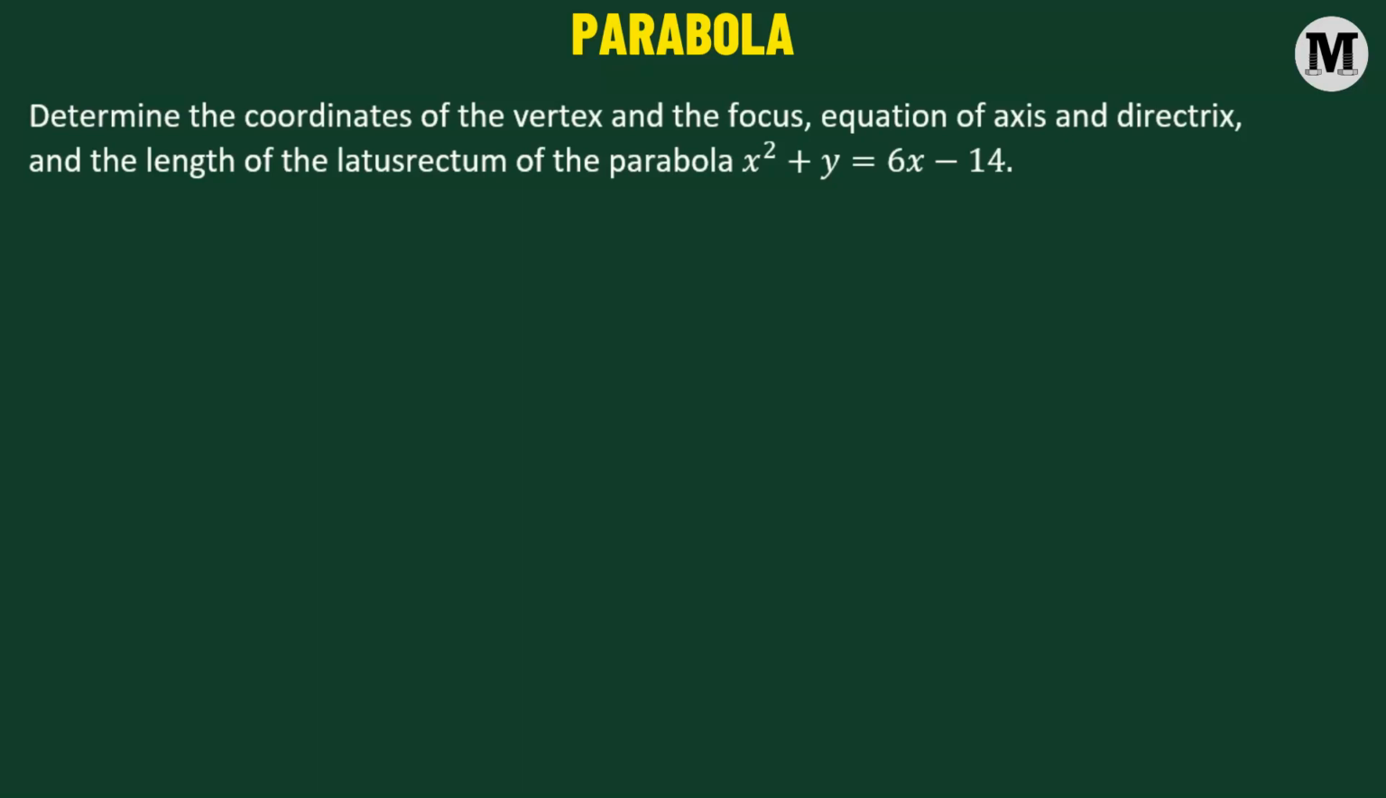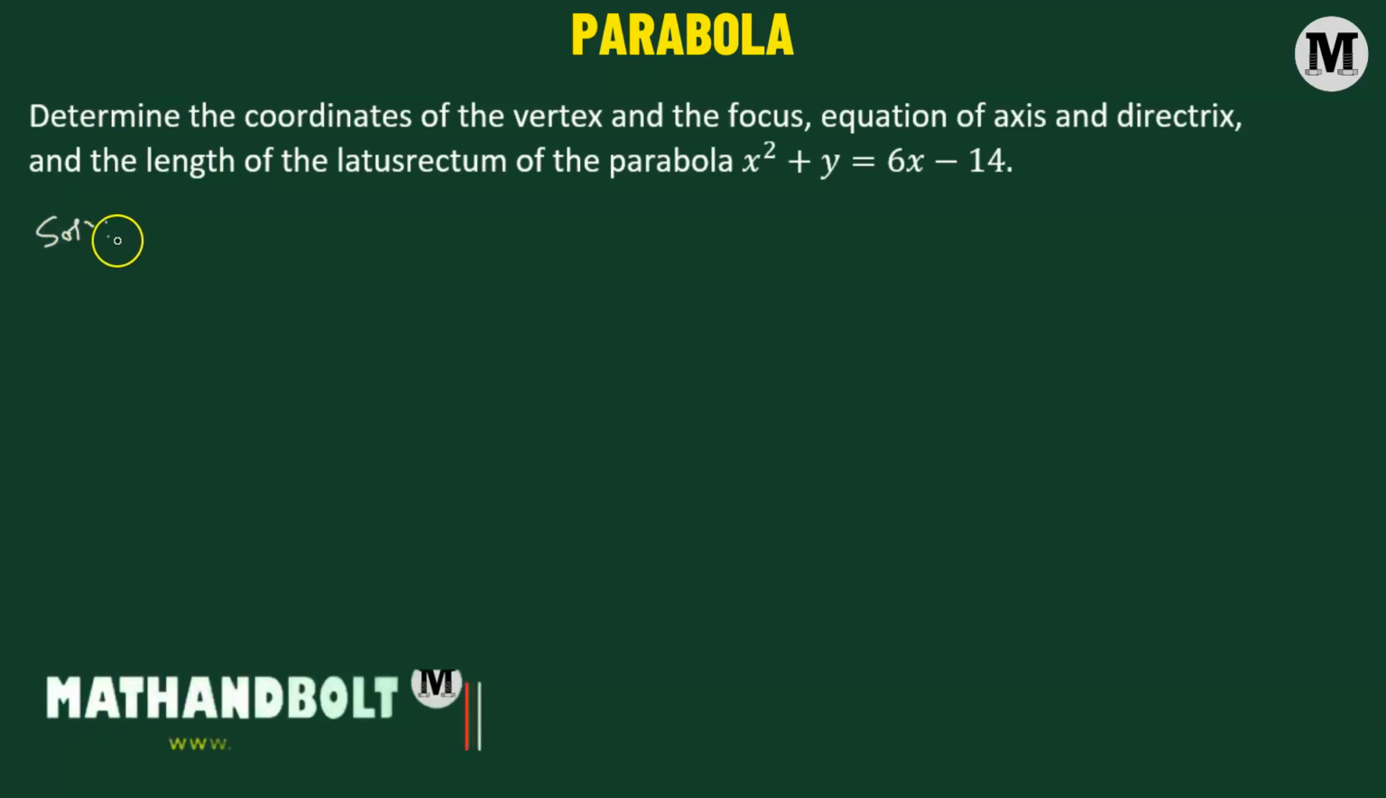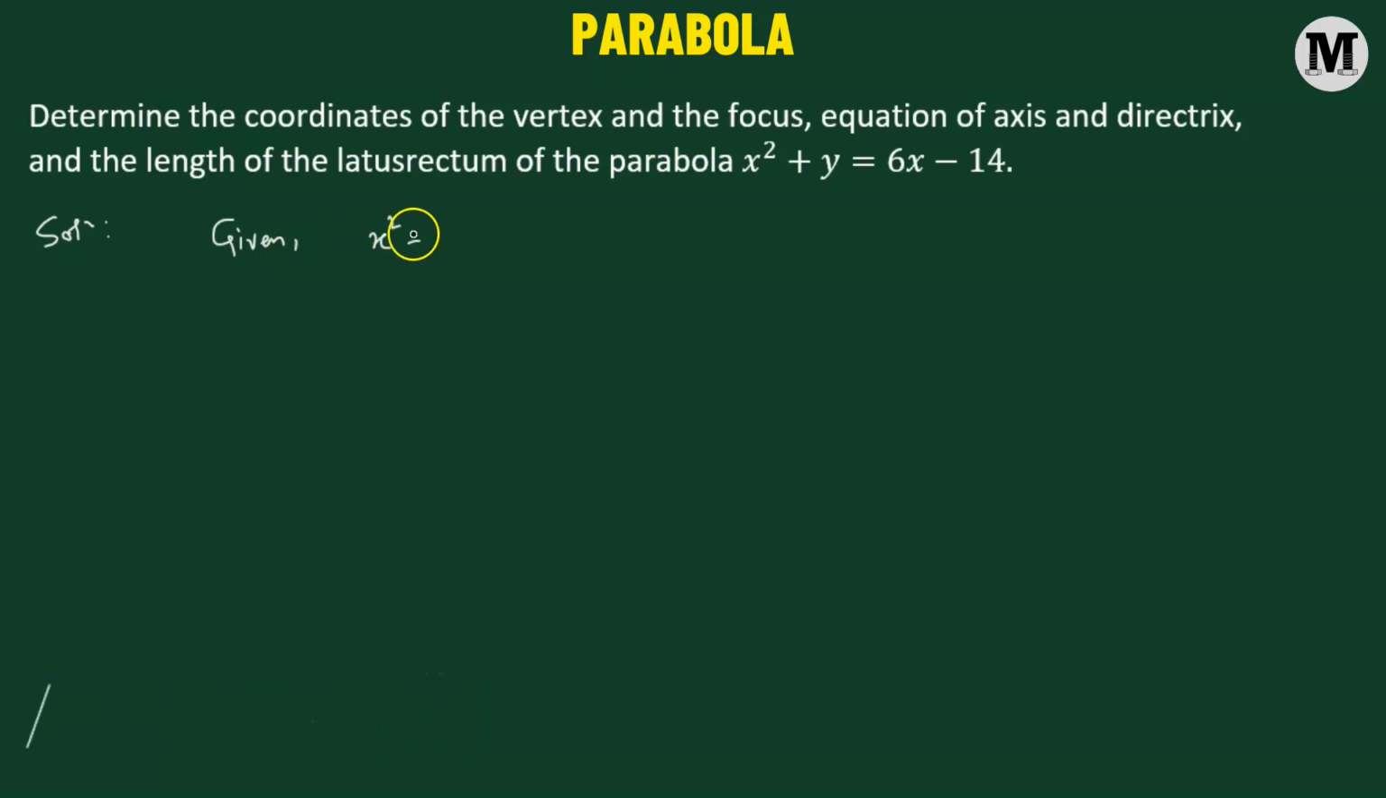So in this problem, we need to determine the coordinates of the vertex and the focus, equation of axis and directrix, and the length of the latus rectum of the parabola given by this particular equation. Let us begin. So here we'll start with the given equation of the parabola. Here we have x squared plus y equals 6x minus 14.